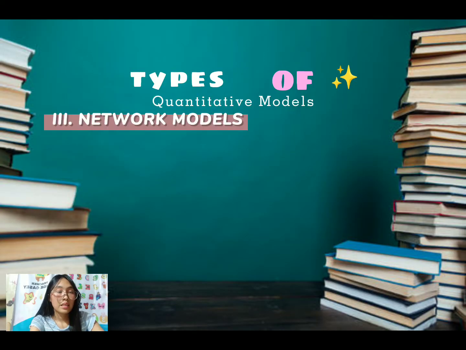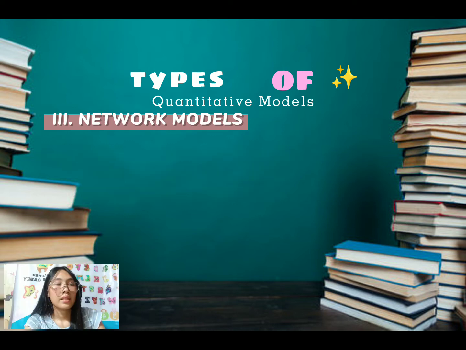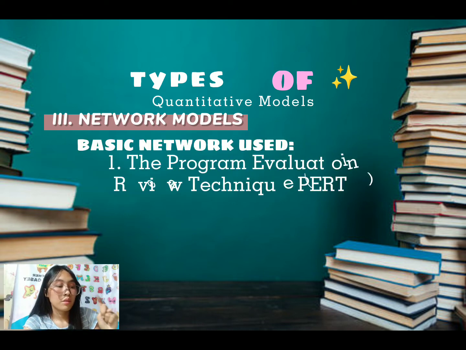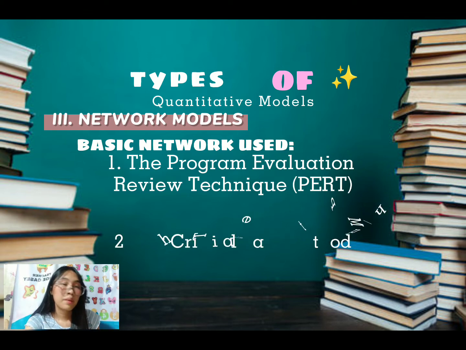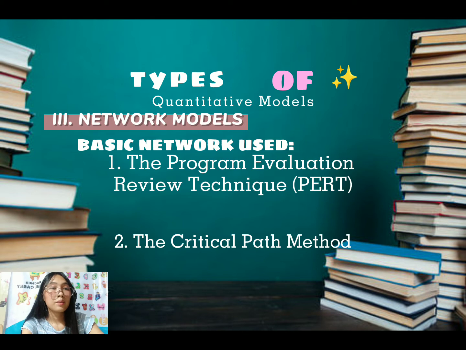The third one is the network model. It is basically breaking down the bigger problem into smaller categories so you can deal with them independently or you can solve them easily. And there are 2 basic networks that are commonly used. The first one, we have the program evaluation review technique, or the PERT. The second one is the critical path method. The PERT is used to schedule, monitor, and control complex problems using a 3-time estimate for each of the problems, while the critical path method uses only a 1-time estimate to control, monitor, and schedule a complex problem.